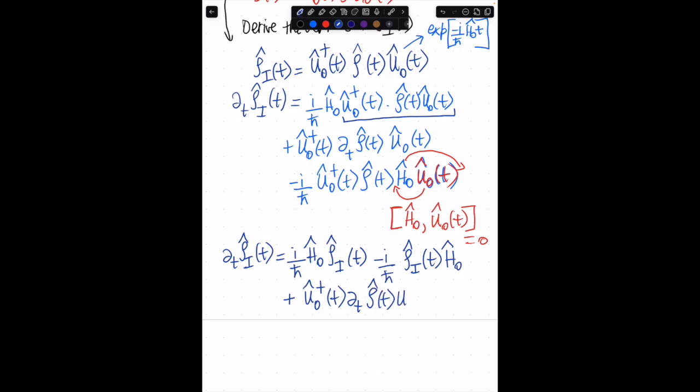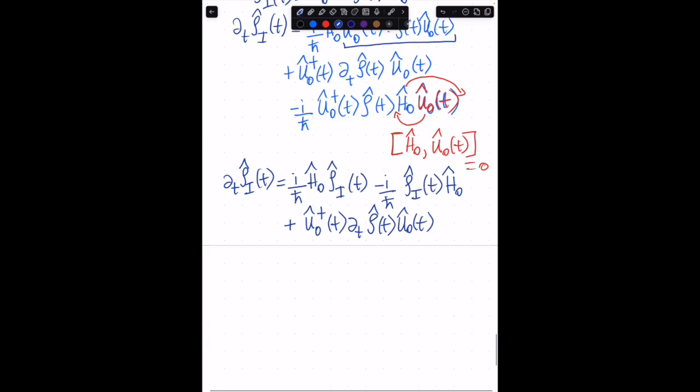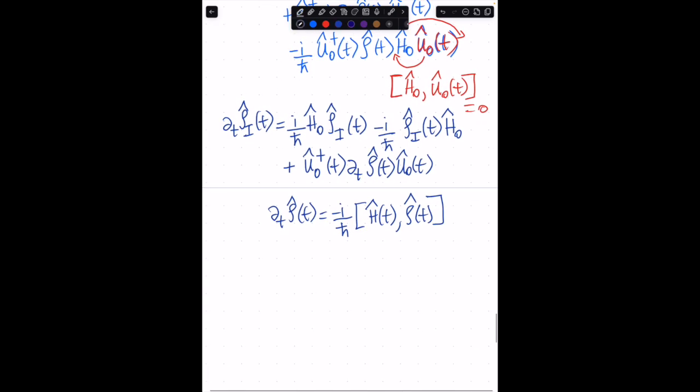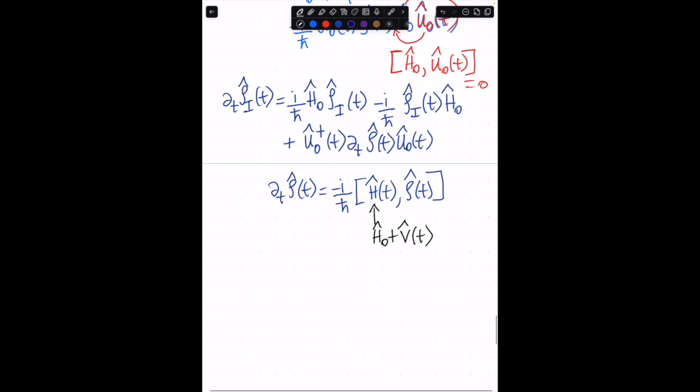Now, how do we deal with the second term, which is quite critical? We refer to the Liouville-von Neumann equation for the evolution of the full density operator. That would give us, if you recall, minus i over h bar, the Hamiltonian at time t, rho hat(t). And this Hamiltonian at time t would just be h0 plus v, in this case, right? So we put this in.